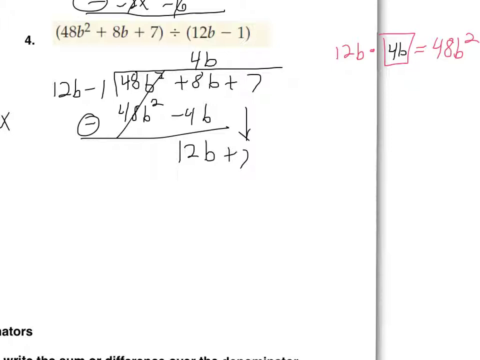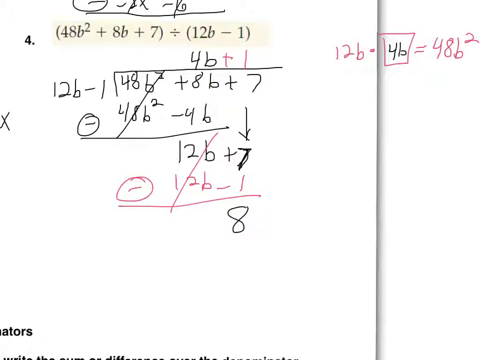This is a short problem actually, because this is going to be our last one. Now that we've brought down the 7, there's nothing more to bring down. So 12b times what equals 12b? Interesting. What do you have to multiply 12b by to get 12b? 1 is what we have to multiply by. Now you need to multiply that back through, so we're going to get 12b, but then don't forget 1 times negative 1 is negative 1. And when we subtract, the 12b's go away, but the other ones do not. We're going to have 7 minus negative 1. That's really 7 plus 1, which is 8.